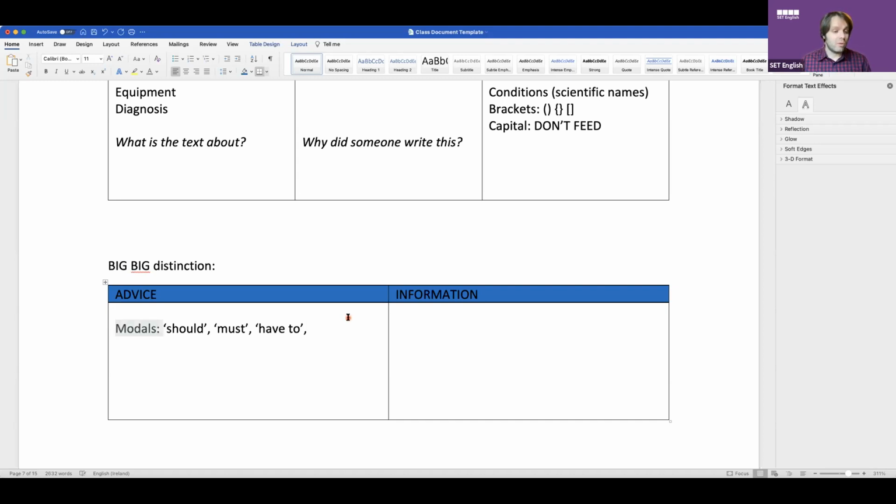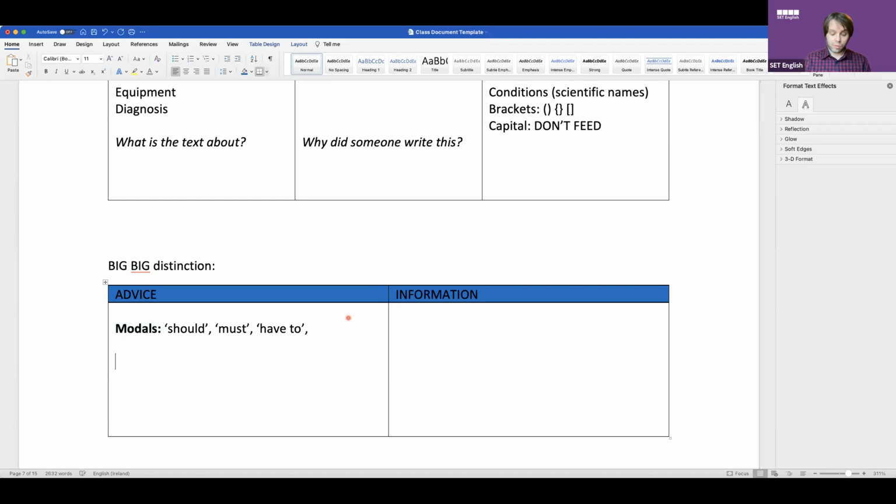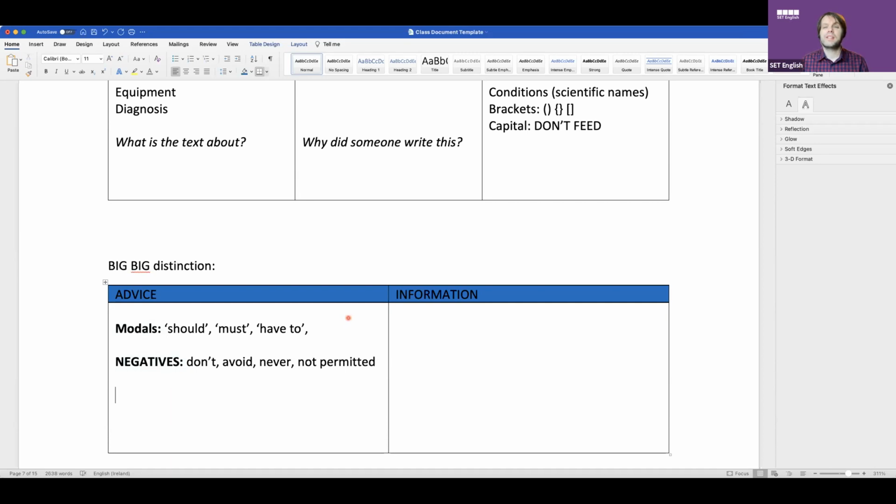You should look out for the modal verbs, right? But you can also look out for negatives, right? Things like avoid, don't, never. Not permitted, right? What else goes inside an advice text, guys? Think about it. If I say, buy me a coffee, what's that? That's an order, right?